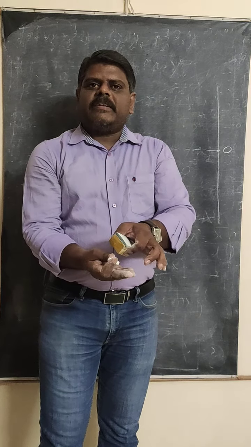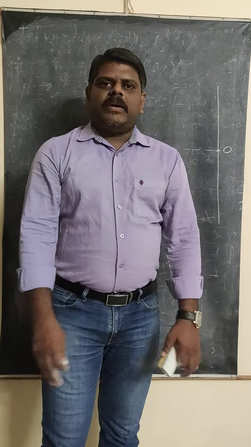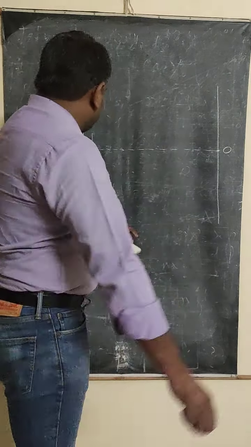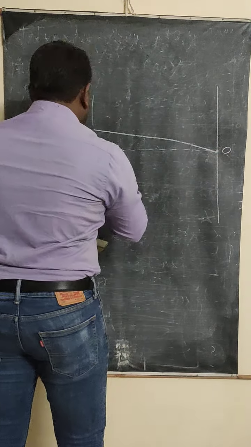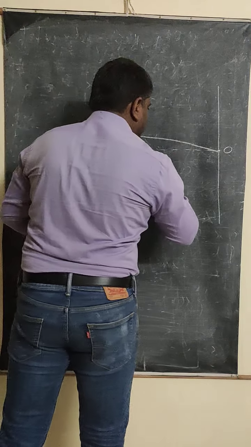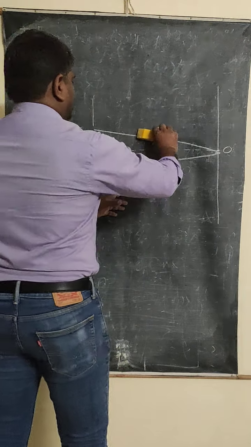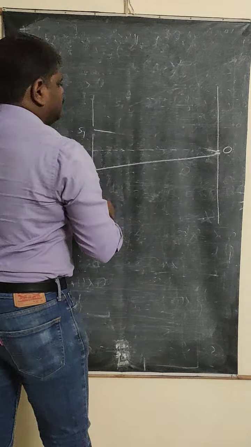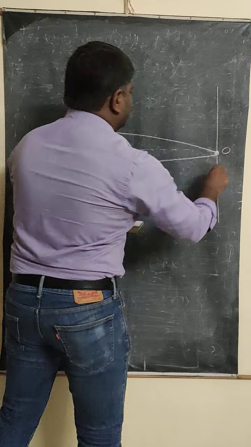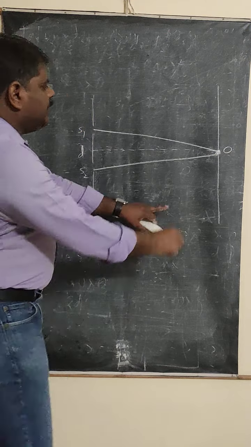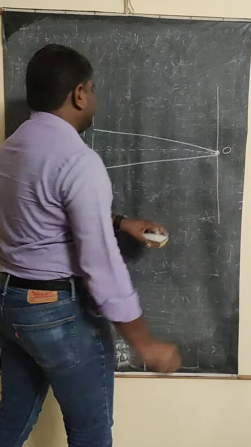Always a crest will interact with the crest and the trough will interact with the trough, and you are going to get the bright band. So what is going to happen here? The light coming from S1 is going to reach the point O, and the light coming from S2 is also going to reach the point O. Both are going to reach the point O, and you are going to get the bright band obtained here.